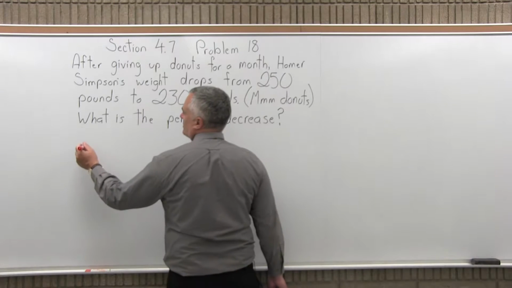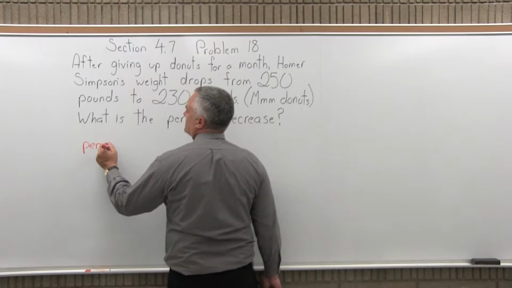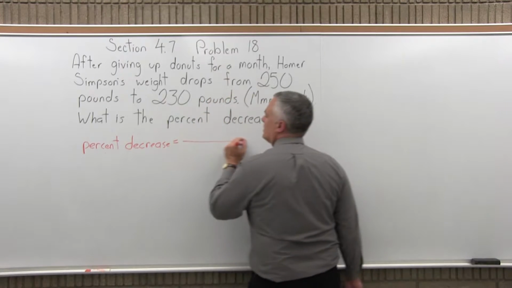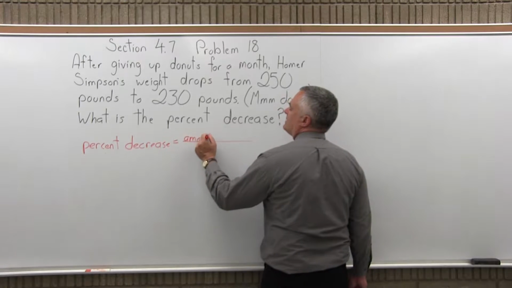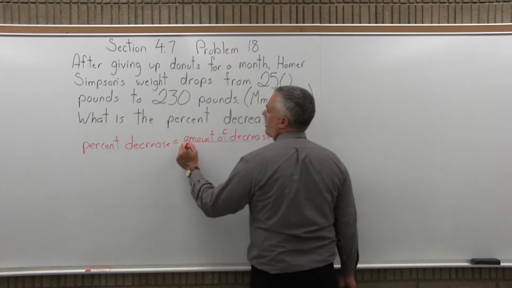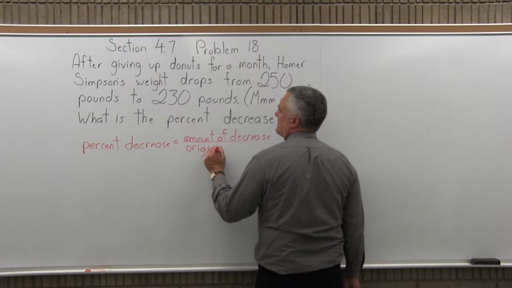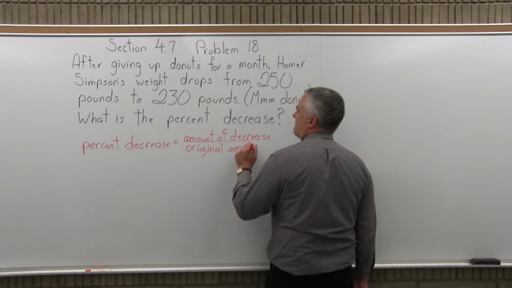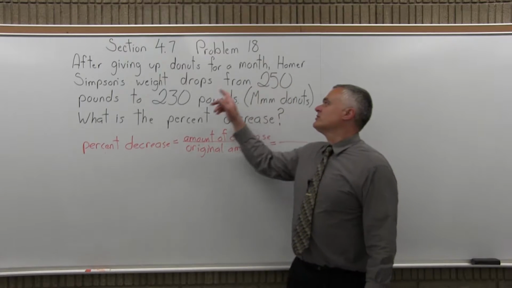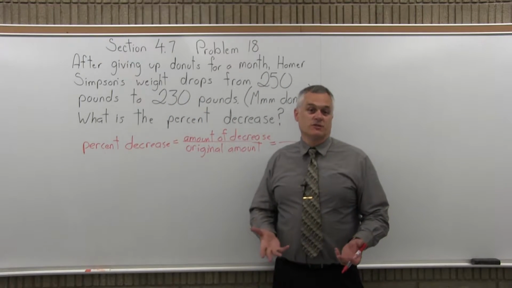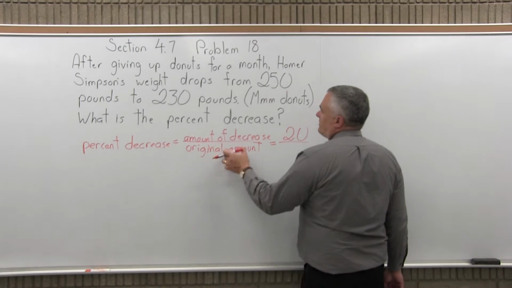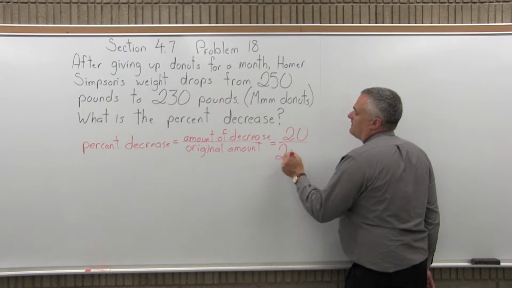So we have a formula for percent decrease, and that formula is percent decrease equals amount of decrease over original amount. So the amount of the decrease, if Homer's weight goes from 250 to 230 pounds, is 20. He lost 20 pounds. And the original amount, the starting amount for this problem, is 250.